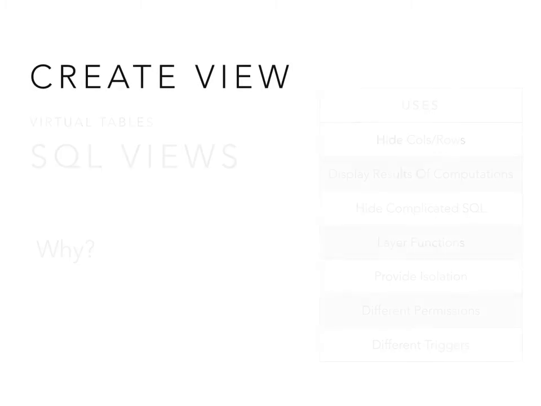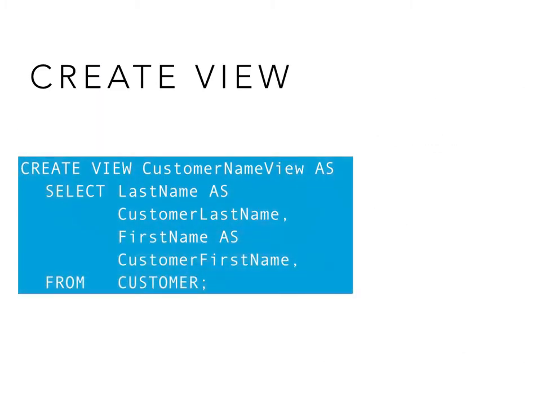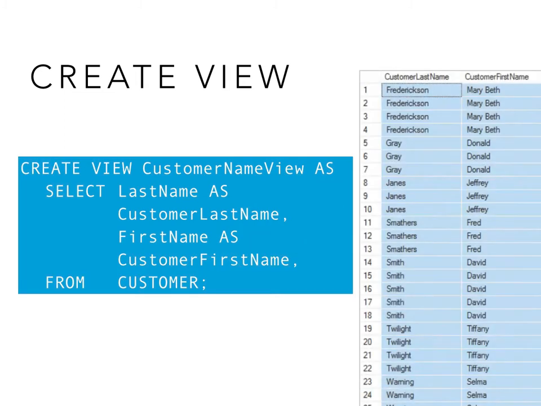This is create view, pretty straightforward, where you're saying create view and then the name of the view as, and then underneath that you've really just written a SQL select query. So when you've created this view, maybe that looks like this, so it's first name, last name, only now you call it customer last name, customer first name.